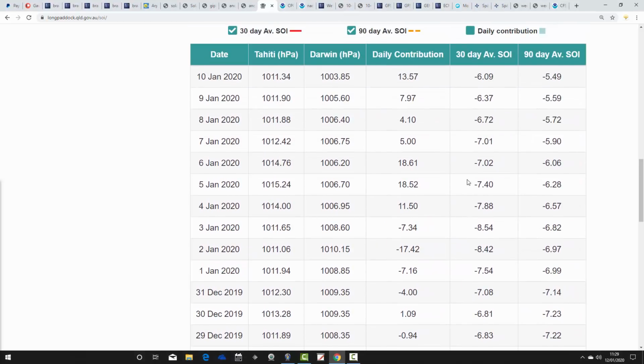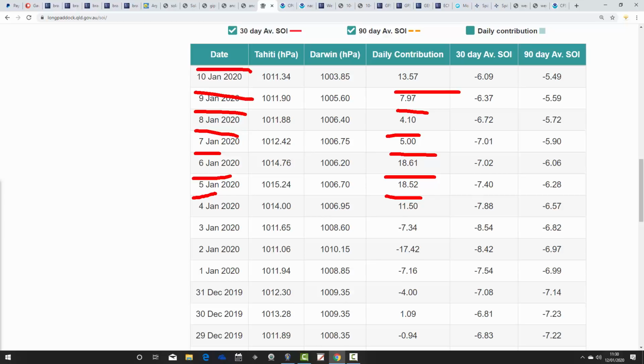But coming up to more recent days, the SOI seems to have gone into a more positive phase. So we have the 4th of January at +11, 5th of January at +18, 6th of January at +18 again, 7th of January at +5, 8th of January at +4, beginning to weaken a little bit, but then going more positive on the 9th of January at +7.